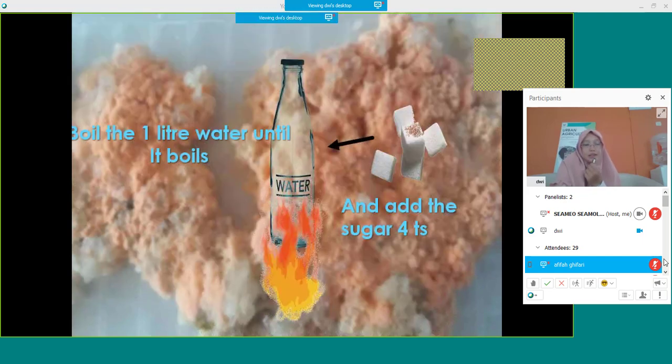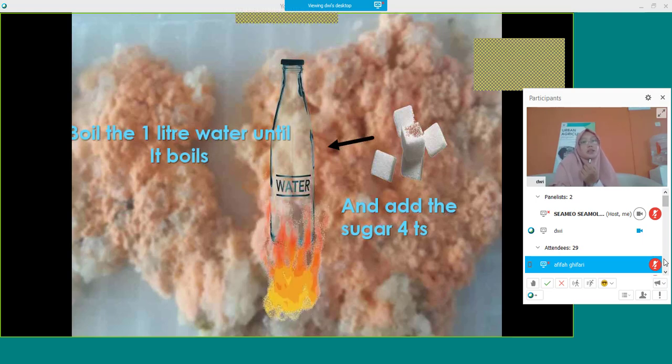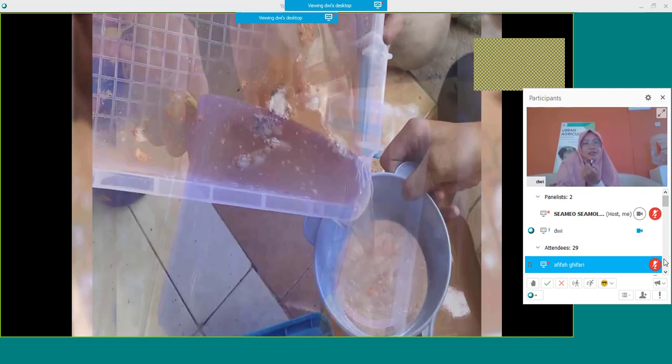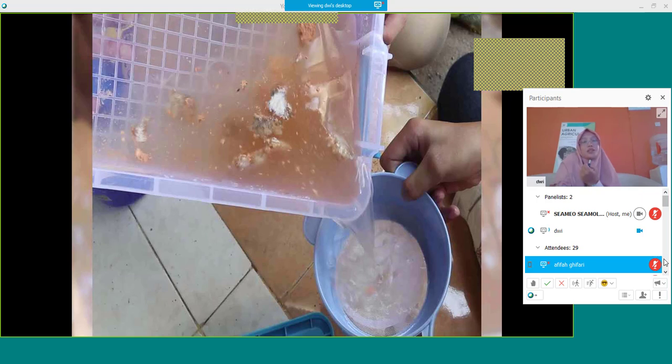And then in the other case, we can boil 1 liter water and add the sugar, approximately 4 teaspoons, and then we make it cool. After that, we can mix the fungi from the leftover of rice with the sugar solution, and we can stir it gently. After that, we can filter it and put it in a bottle or other material we can use.